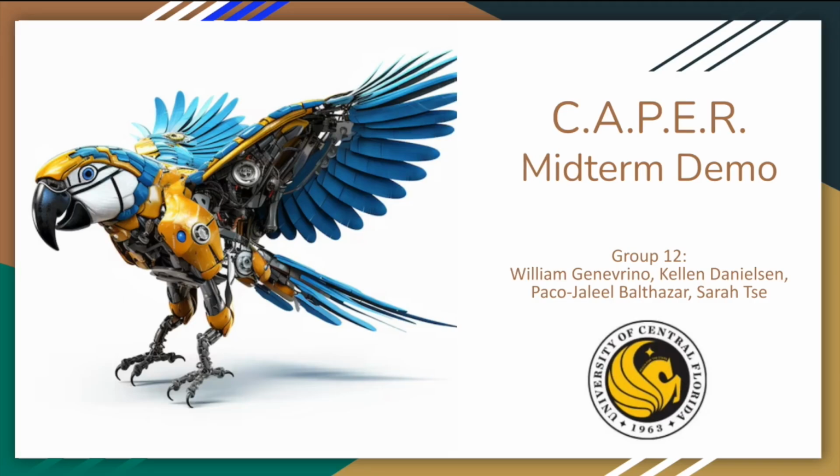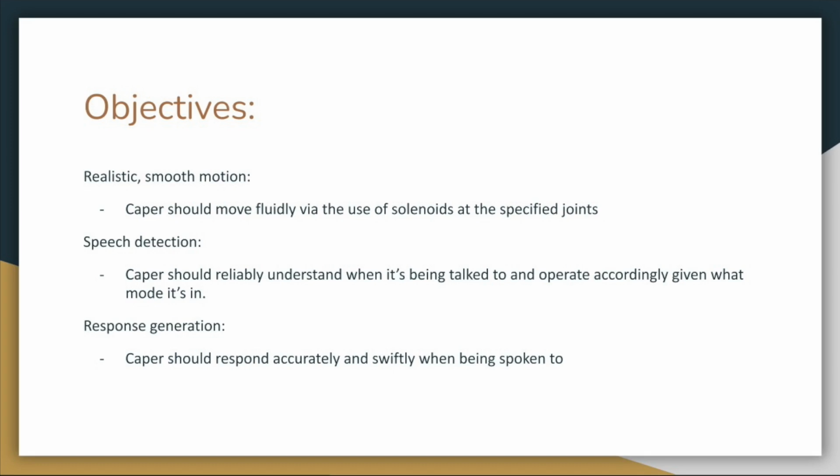This is the midterm demo for CAPER by Group 12. The objective of our project is to create a realistic and AI-capable animatronic of a parrot to be used in theme parks, for attractions and a variety of other applications. The important features of our project are that it will have realistic movement with a fast response time and fluidity. It will be able to detect when it is being spoken to and formulate a fast and accurate response to the user.